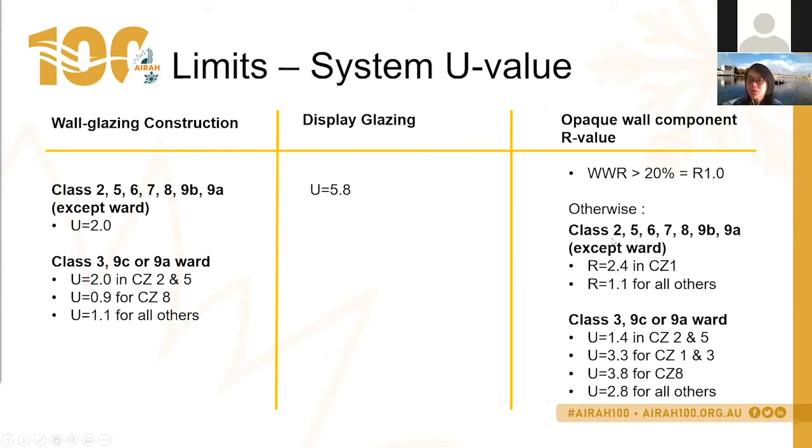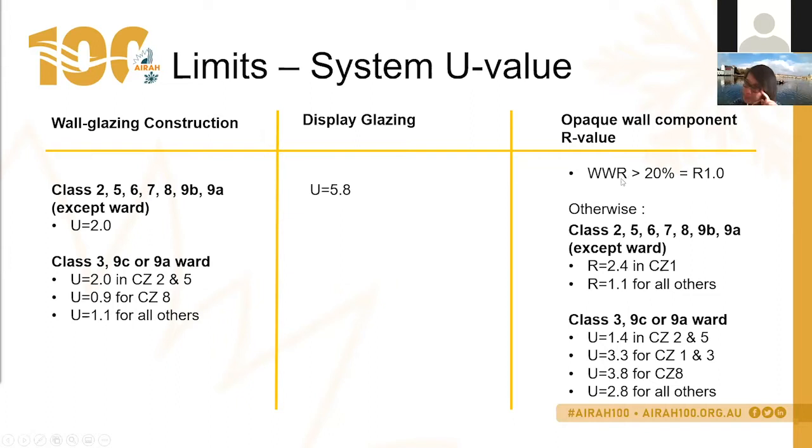I also talked to you earlier on about the requirement for opaque wall components. Yes, the code is a little bit confusing because it cycles between R value and U value, but just remember that a U value is the inverse of R value. With R value, you're measuring the resistance of the construction to heat flow, and therefore the higher the R value, the better it is.